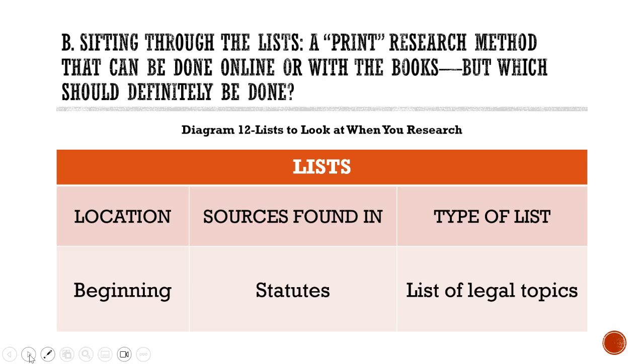The type of list that's also available are lists of legal topics. Your textbook might have a table of cases and an index in the back of the book. Those are also lists that are beneficial in your legal research. A textbook is a secondary source, and you might find some answers to begin with and start drilling down from there. The point is, these lists should be consulted, just like statutes have titles.